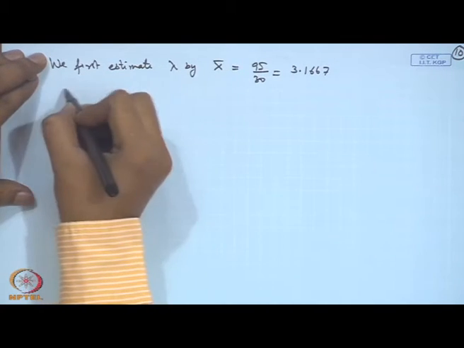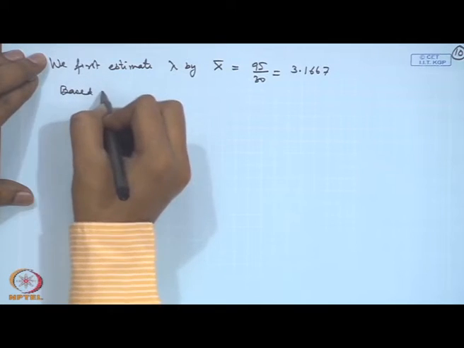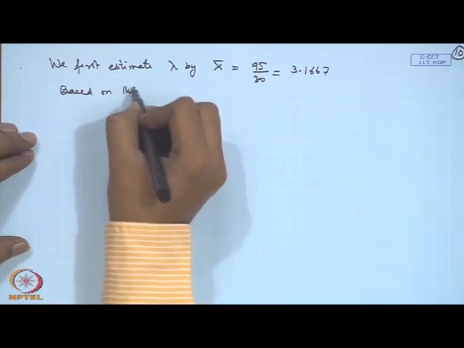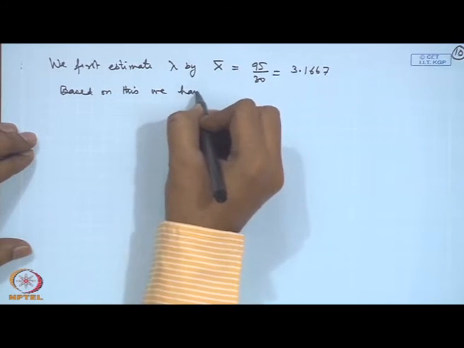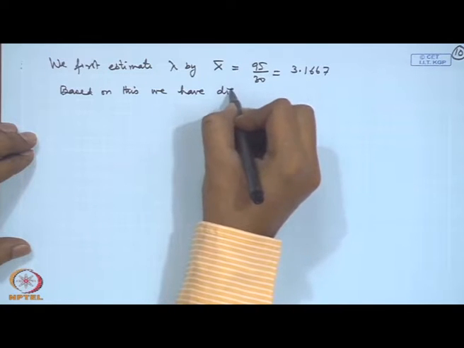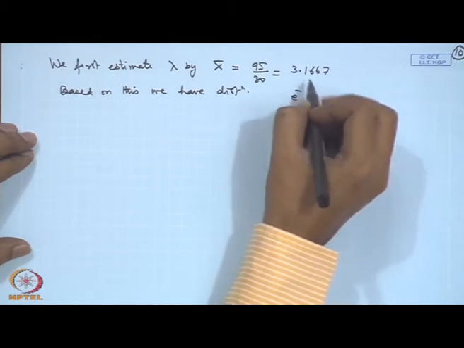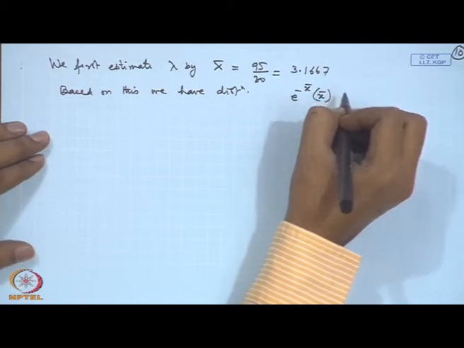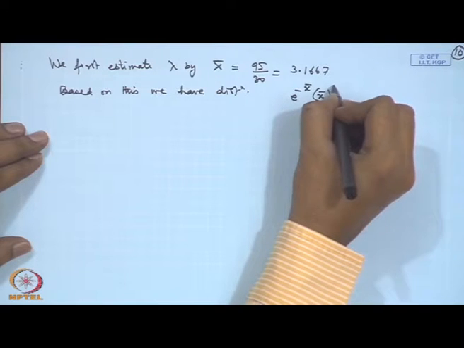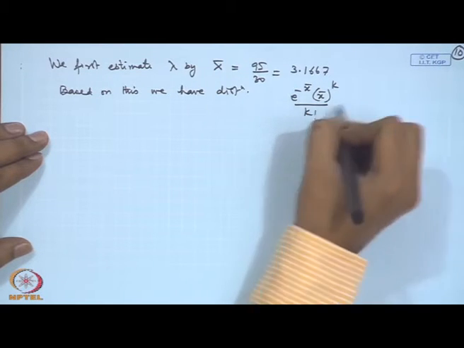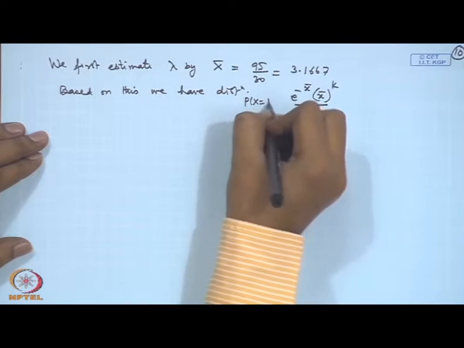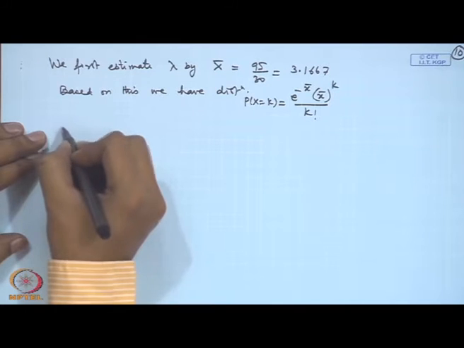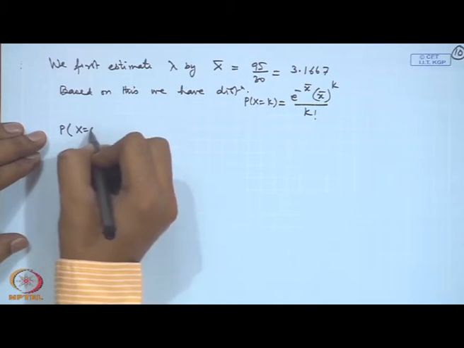Now, based on this, we have the distribution written as e to the power minus x bar, x bar to the power k divided by k factorial, that is the probability of x is equal to k. So, now for example, what is the probability of x is equal to 0?